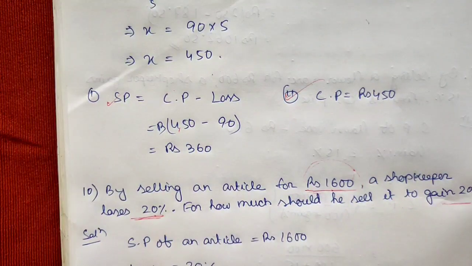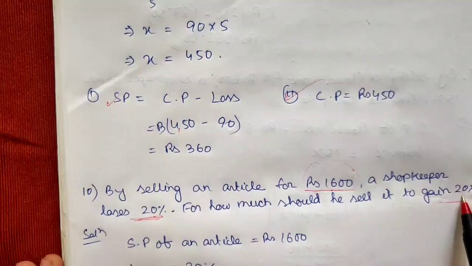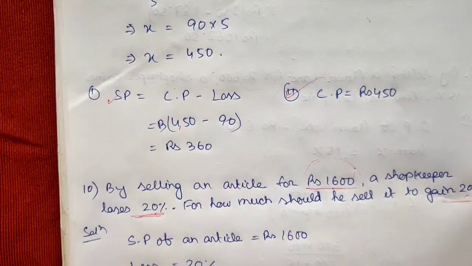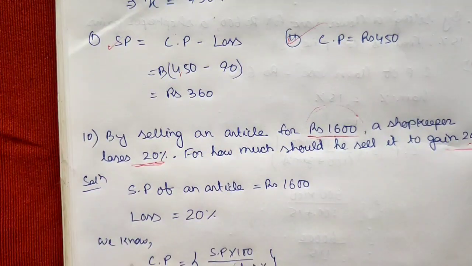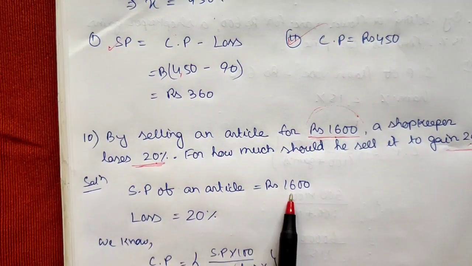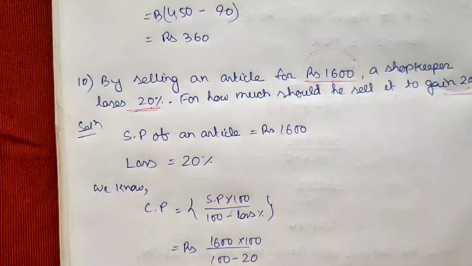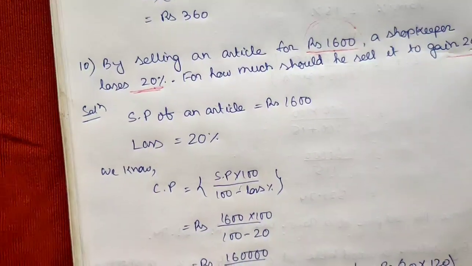Okay. Now we have to find out what will be the selling price, that is the SP of that article, so that he gains 20%. Okay. How to find out? Let's look here. First, SP of the article is rupees 1600, then loss equals 20%, isn't it? Okay. Now look what we have done.